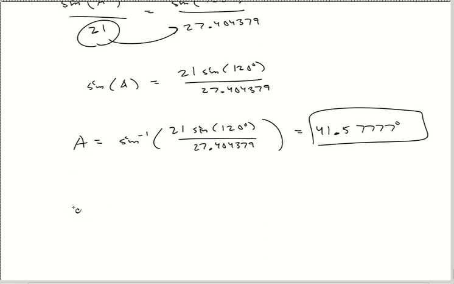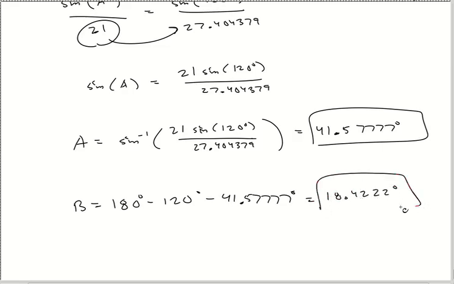And lastly, to find B, I'm going to use the 180 rule, just like I have in other sections. So then I had the 120. And I also have this 41.57777. Subtract it all, and I get the 18.4222. There's my last answer.